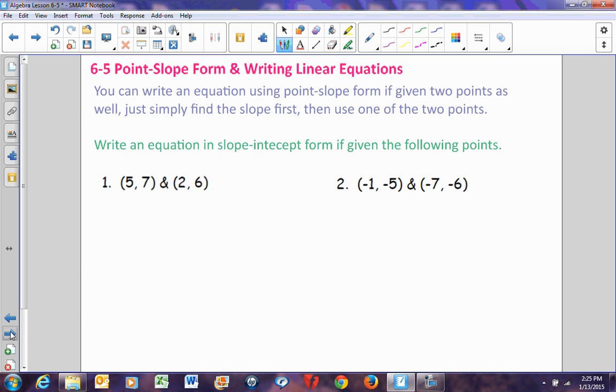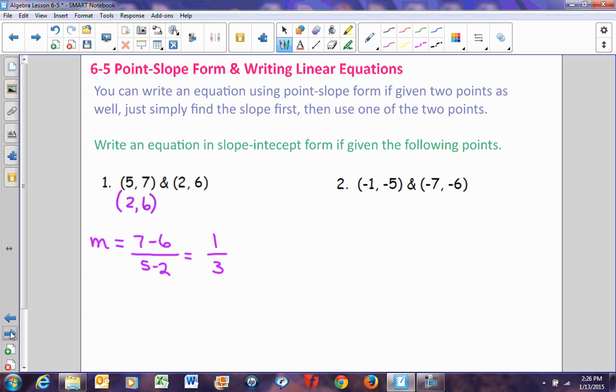First thing I'm going to do is find my slope. And I've always told you I like to line up my numbers so that x's are above x's and y's are above y's, because the slope is the change in y, so in this case 7 minus 6 over the change in x, 5 minus 2. So 7 minus 6 is 1, 5 minus 2 is 3, so my slope is 1/3.